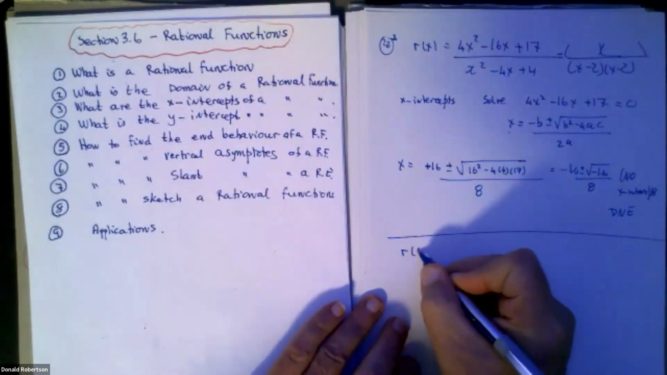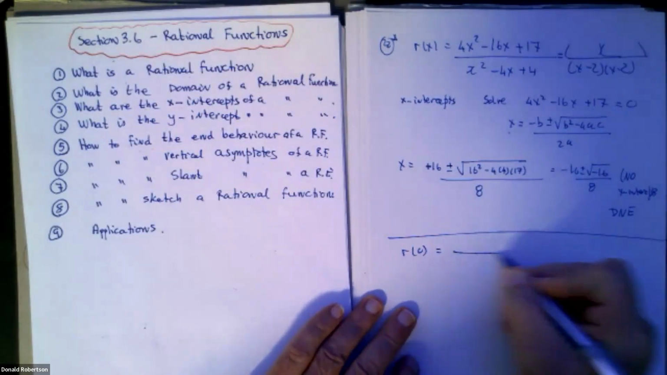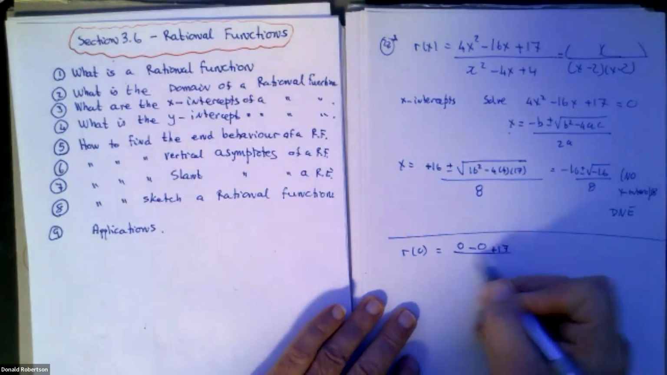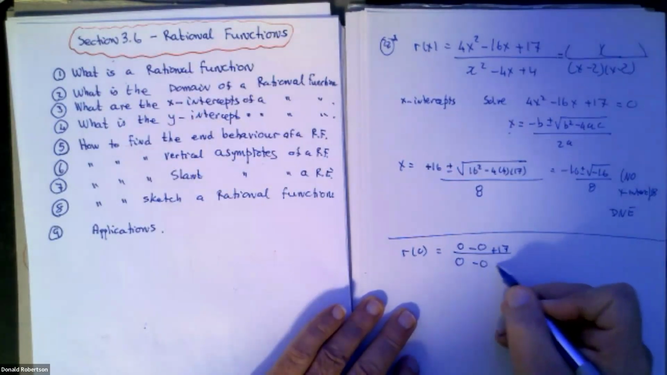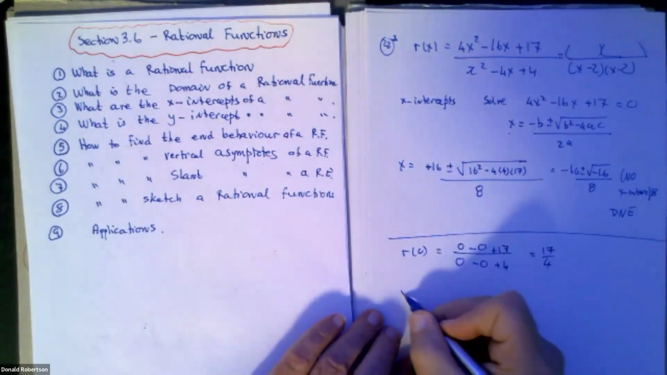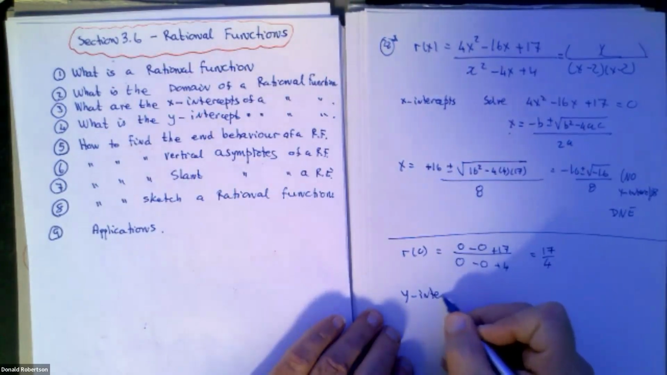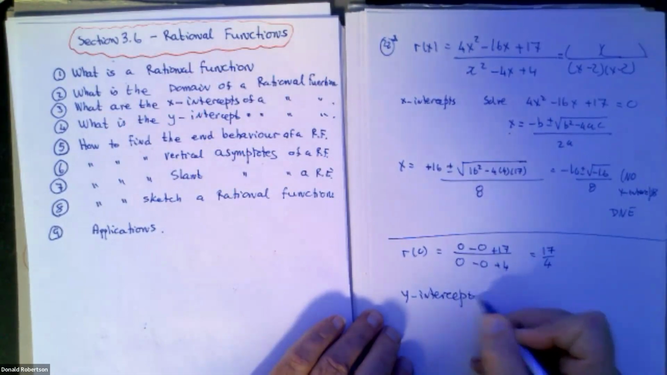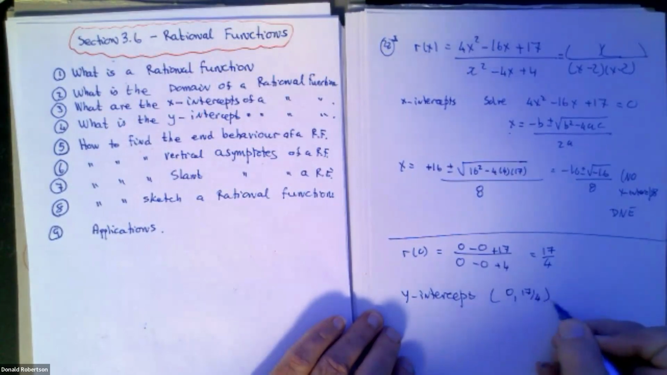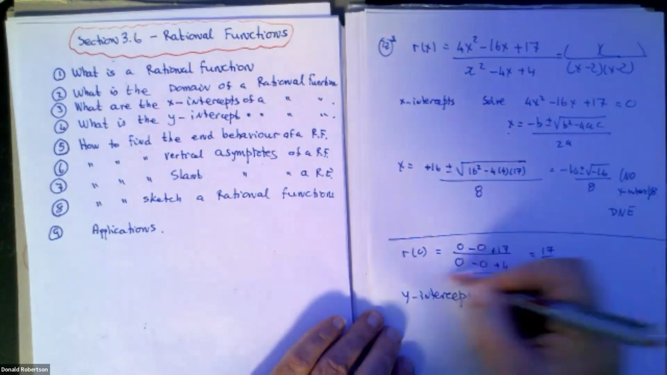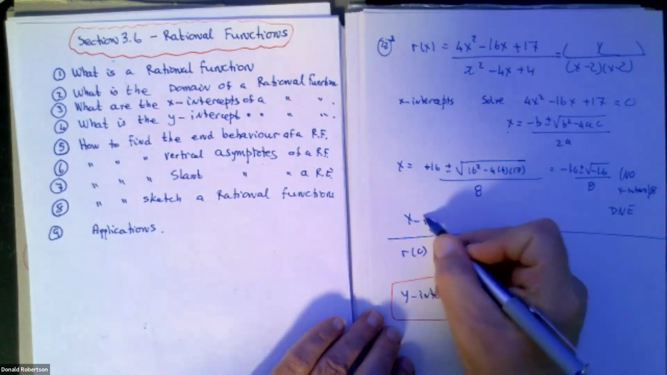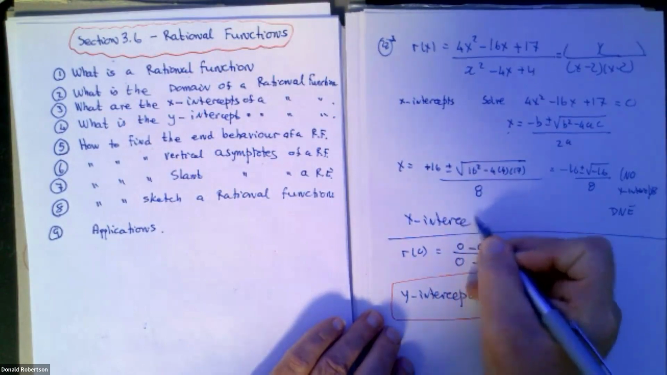Well, maybe I'll get lucky on the y-intercept. What's that? 4 lots of nothing, take away 16 nothings, add 17, over nothing squared, take away nothing, add 4. Yep, there is a y-intercept, and it has coordinates (0, 17/4). The x-intercept does not exist.